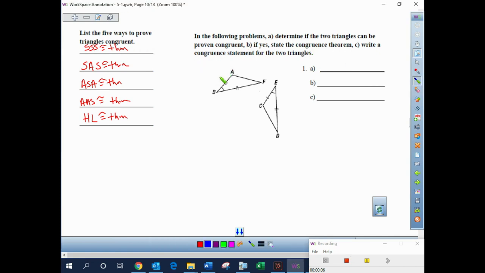First thing I always check is side, side, side, and in this triangle I don't even have 3 sides with tick marks on them. It's only got 2 sets of sides with tick marks, so that's no good. How about side, angle, side?